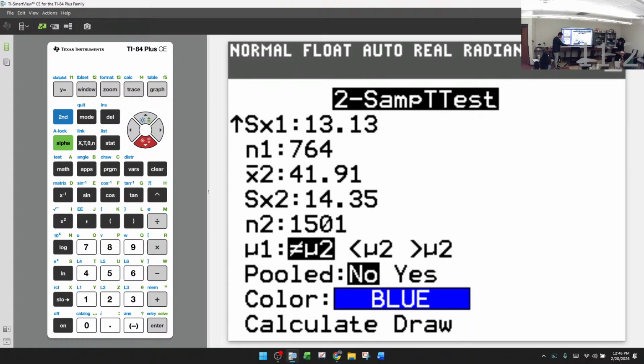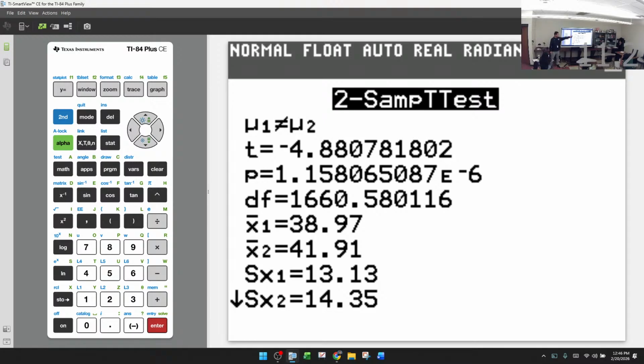Calculate. Boom. There's your T, there's your p-value, there's your DF. And there's X bar 1, X bar 2, standard deviation 1, standard deviation 2, and N1 and N2. Just put it all on your paper. That's all you need for calculations.